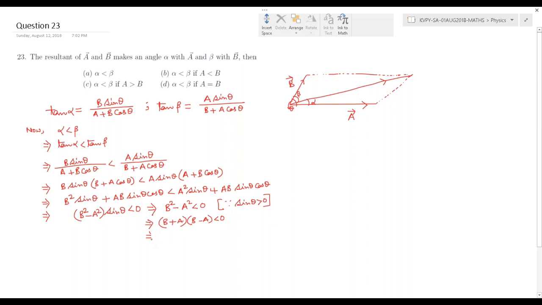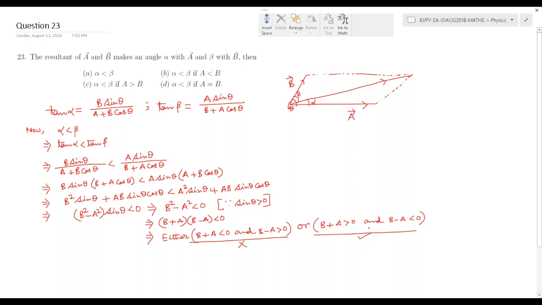When the product of two quantities is less than zero, from an abstract mathematics point of view, we should make this statement very clear: this means either B plus A is less than zero and B minus A is greater than zero, or B plus A is greater than zero and B minus A is less than zero. But B and A we are considering as positive, so B plus A less than zero is not an option. So B plus A is greater than zero and B minus A is less than zero, this is true.